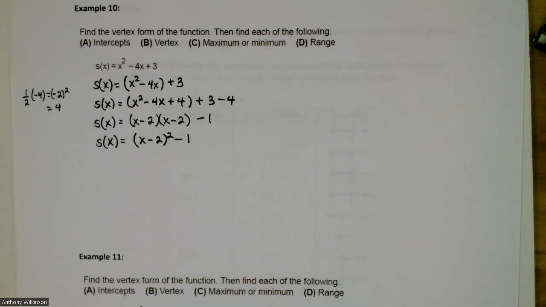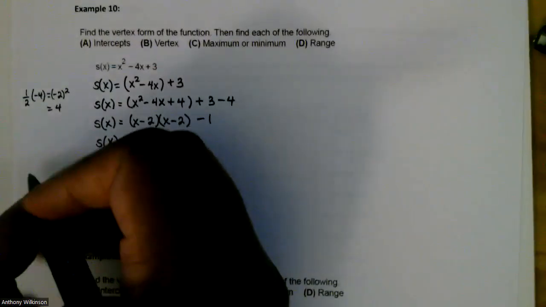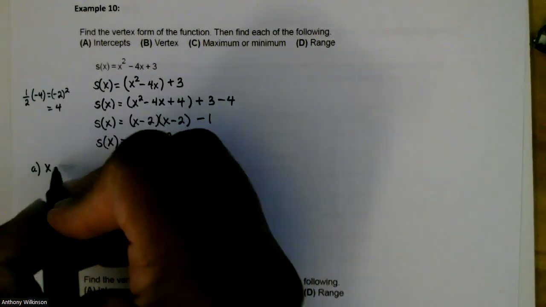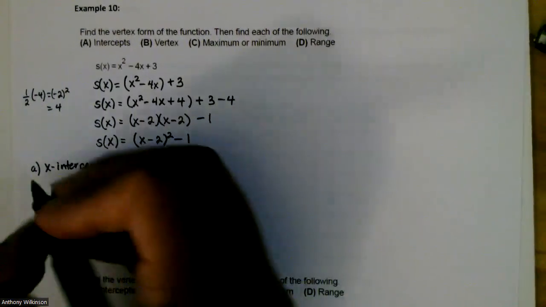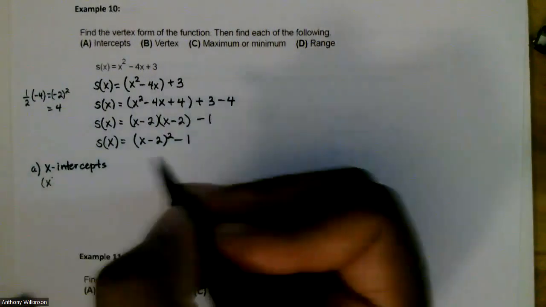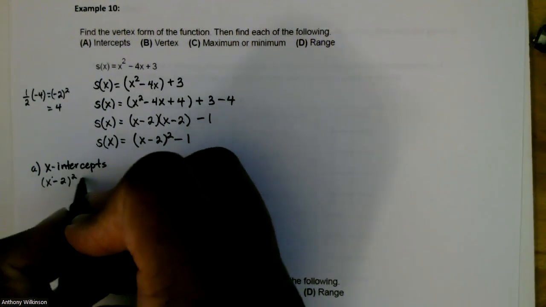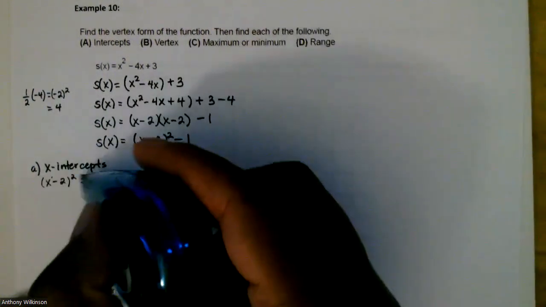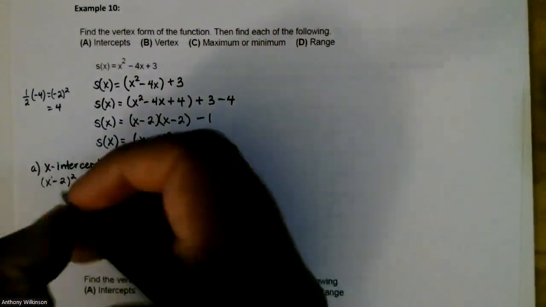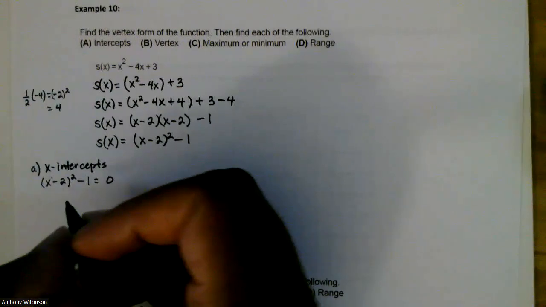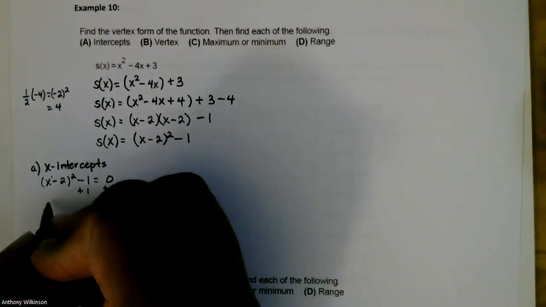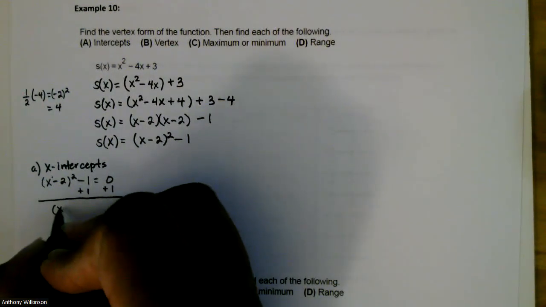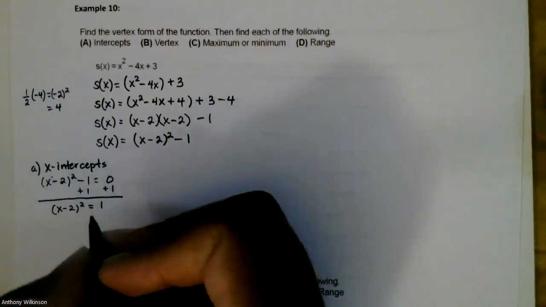Now, let's find the intercepts, both the x and the y intercepts. Okay. So part A is your x-intercepts. Of course, you take that function, x minus 2 quantity squared minus 1, and set it equal to 0. Now, to get this by itself, we're going to add 1 to both sides. So that means I'm going to have x minus 2 quantity squared is equal to 1.